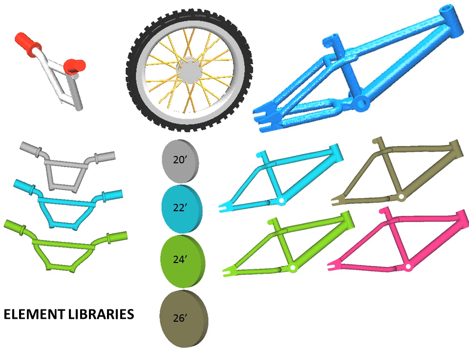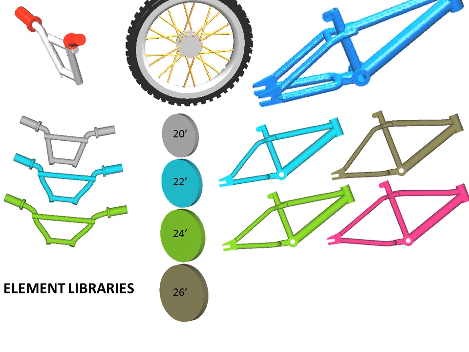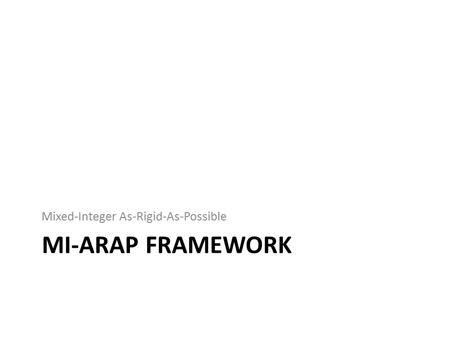Therefore, the problem now is how to formulate the shape optimization, such that the customization considers the rigid and standardized components. We develop a mixed integer as rigid as possible, MIARAP, shape optimization framework. The shape optimization is formulated as an as rigid as possible deformation problem that is computed on volumetric meshes.